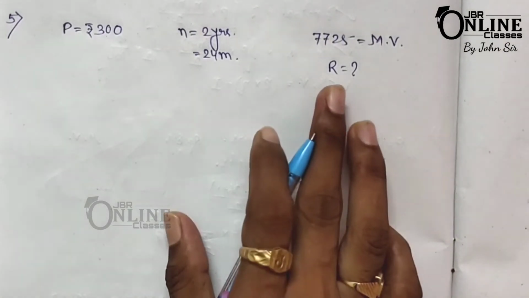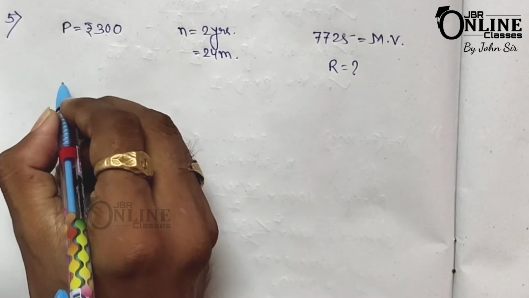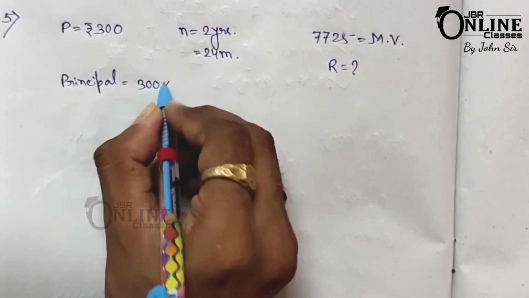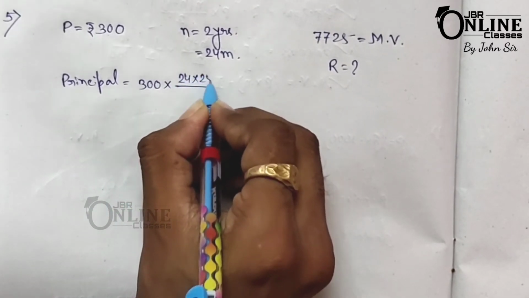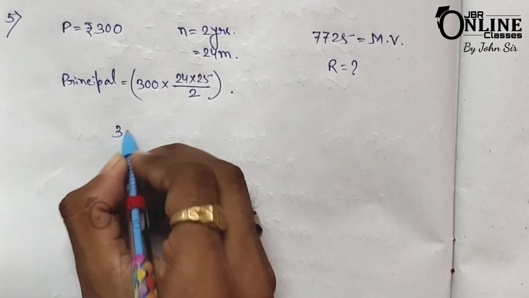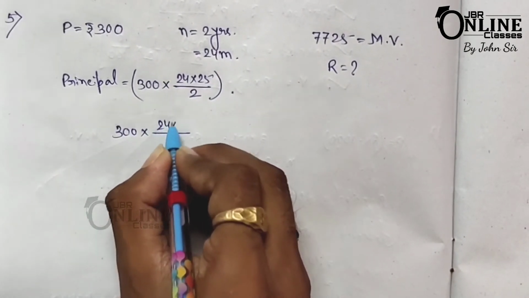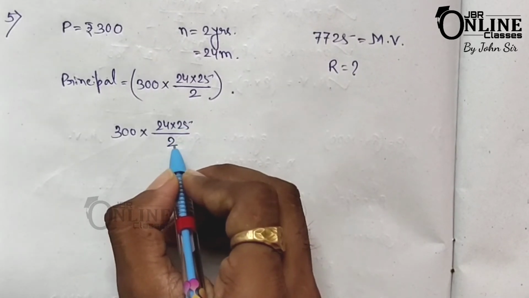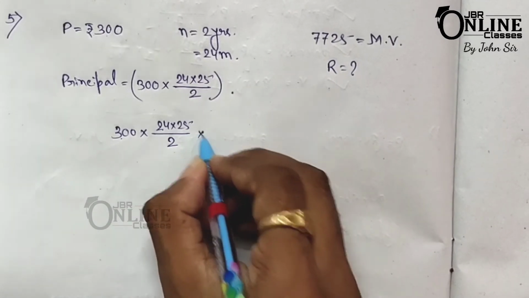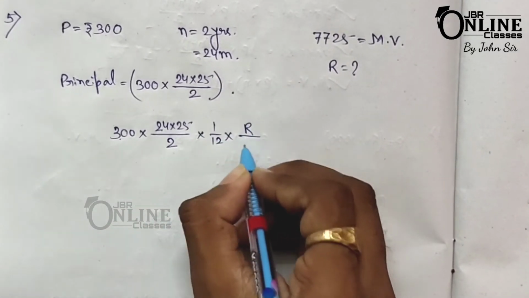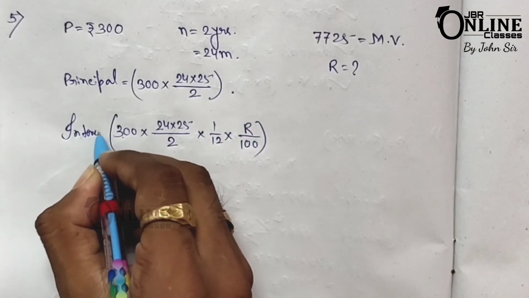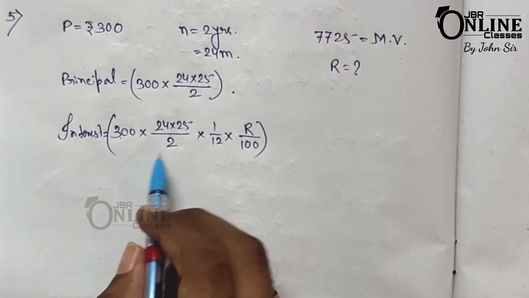So suppose here R is the rate. So first find out the total principal. So here the total principal is 300 into 24 into 25 by 2. So that is the total principal. Then interest according to the formula, 300 into 24 into 25 by 2 into 1 by 12 into R by 100, and that equals the interest.